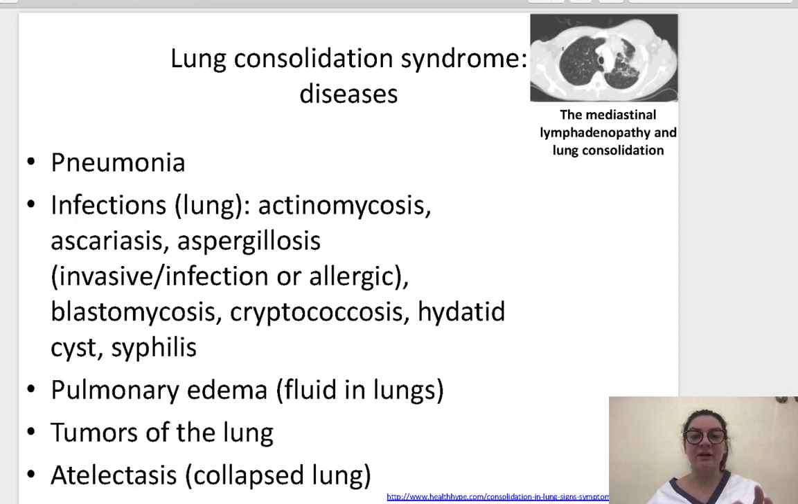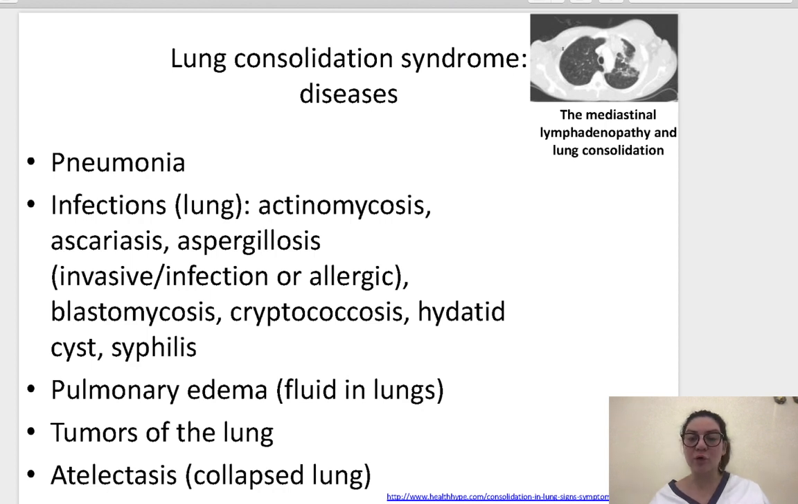Lung infections can be actinomycosis, ascariasis, aspergillosis, invasive infection or allergic. It can be blastomycosis, cryptococcosis, hydatid cyst and syphilis. Moreover, the typical infections that lead to pneumonia are pneumococcus, streptococcus, staphylococcus, and other bacteria. Viruses, such as flu, COVID, and other types of viruses.